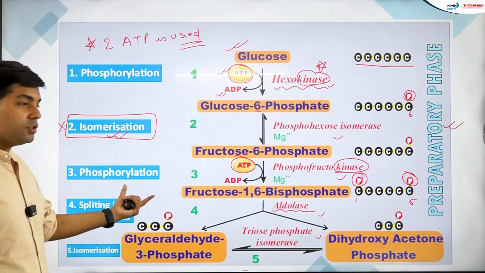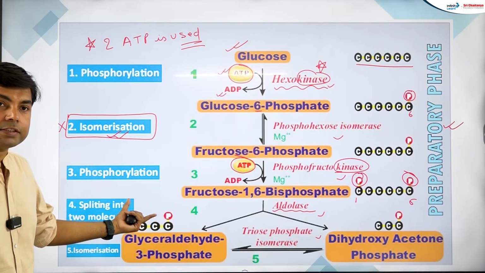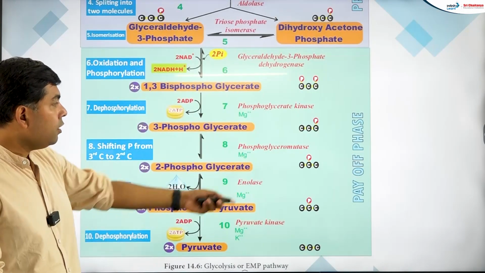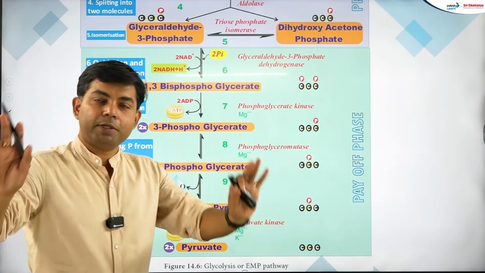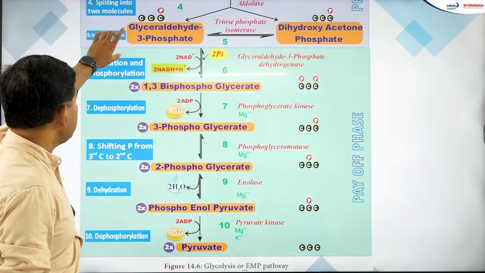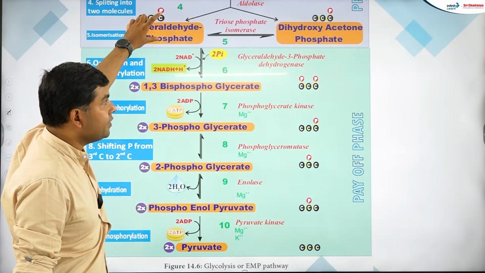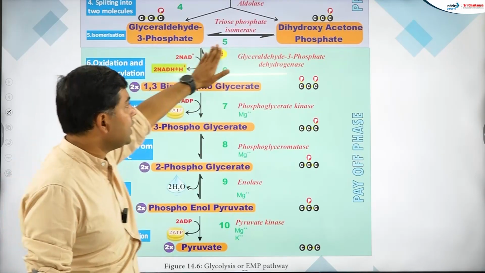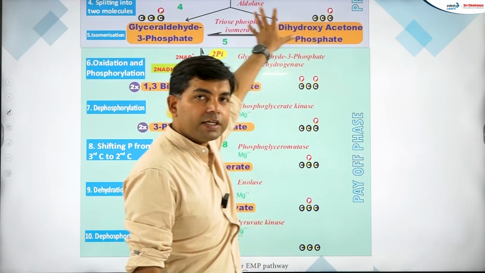2 ATP is used in the preparatory phase. Now moving on ahead, then we will see the payoff phase. So now the investment is done. Now it is time for the payoff. So already we have seen till these 5 steps, which means the glyceraldehyde 3-phosphate and dihydroxyacetone phosphate are formed.